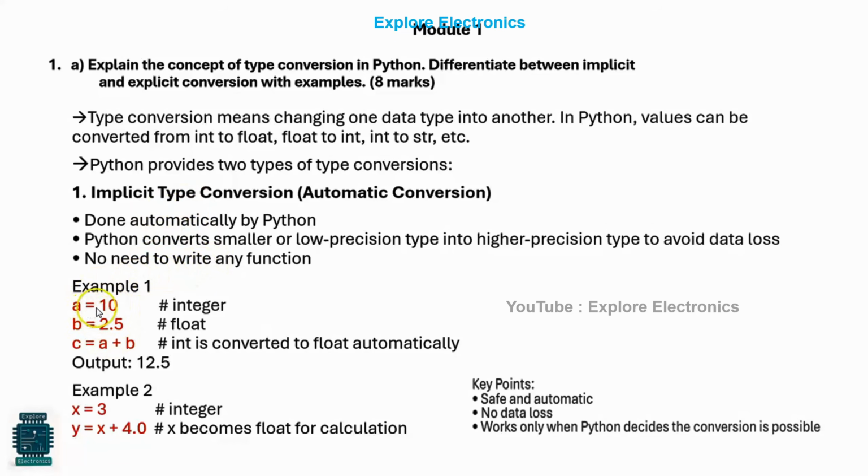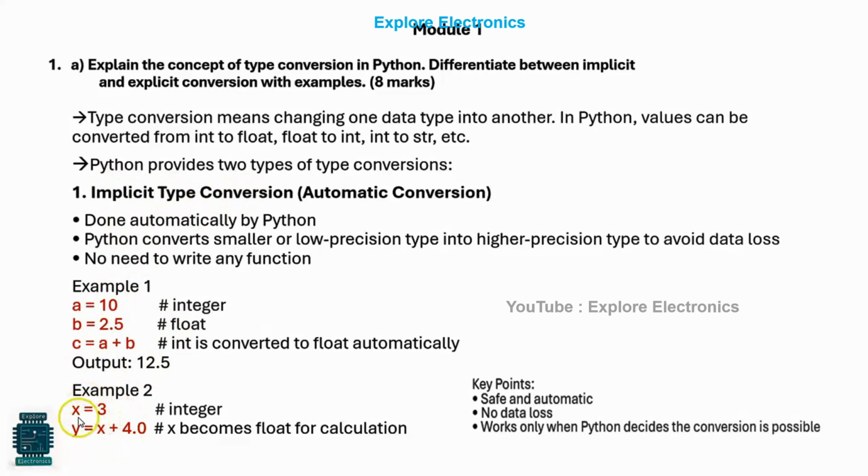Here in the example, A is equal to 10. It is an integer data type. And B is equal to 2.5. It is a float data type. Here C is equal to A plus B. A is an integer data type and B is a float data type. Int is converted to float automatically. Here A is 10, B is 2.5. Integer is converted to float automatically. Okay, clear with it? It is automatically converted. That's why it is implicit type conversion.